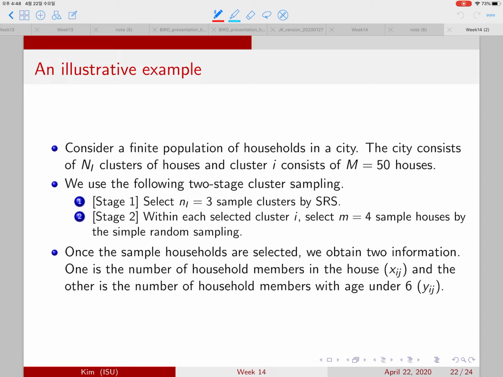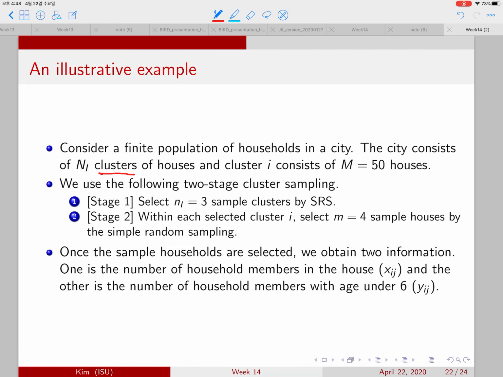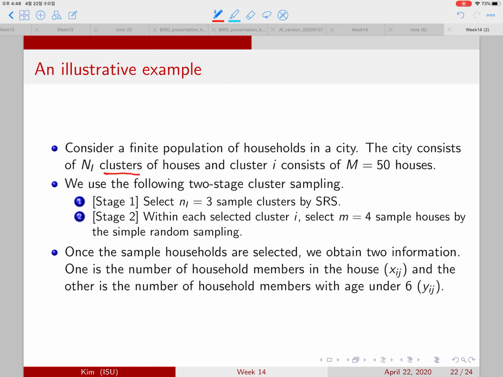We now consider an illustrative example for two-stage cluster sampling. Consider a finite population of households in a city. The city consists of capital N clusters of houses, and cluster i consists of say 50 houses. We use the following two-stage cluster sampling. So first we select n sample clusters.